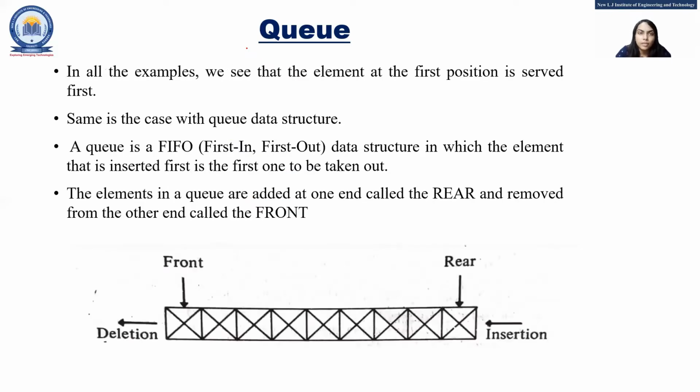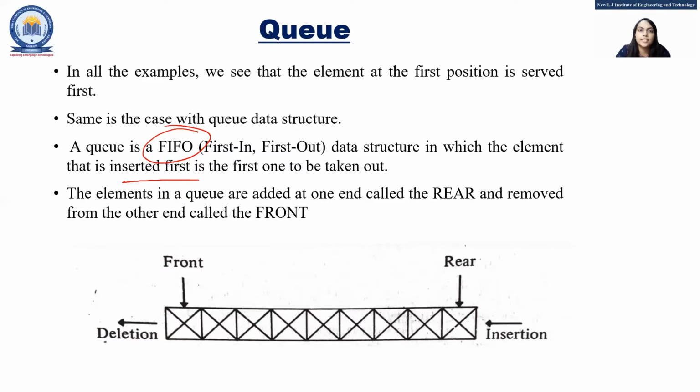In a similar way as we have seen the stack data structure, which was last in, first out, queue is also a data structure. It is a manner in which we can arrange data, right? We can arrange data in a queue, and how this data structure works, that we will see. So, it is a FIFO, that is first in, first out data structure, in which the element that is inserted first is the first one to be taken out. Okay, so it works in FIFO manner.